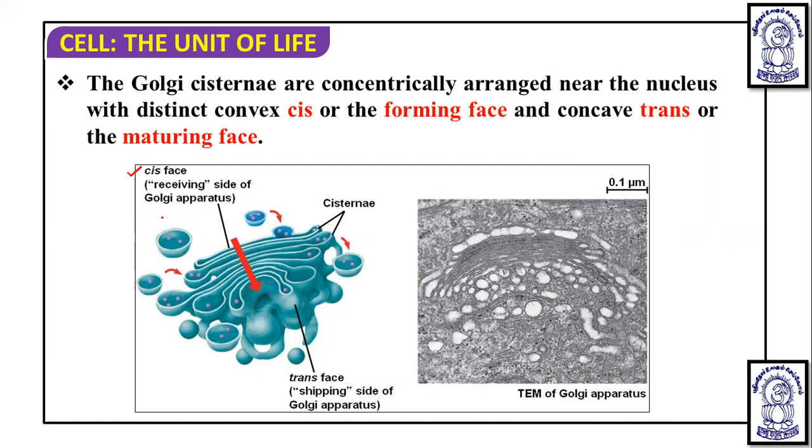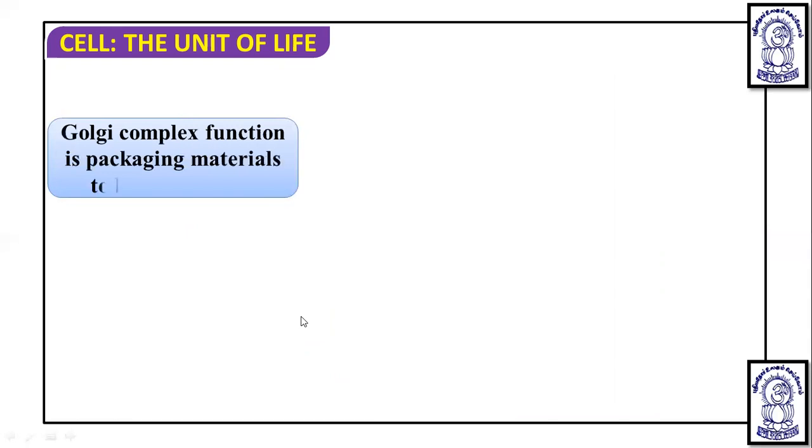So if any protein comes from the endoplasmic reticulum, it will come and bind here to this cis face, and this loads the protein to the cisternae. Then the cisternae will pass it on to the trans side, and up to moving to the trans side, the modification of this protein will take place, and this protein is going to be mature. Okay, so this is what occurs in case of the Golgi apparatus.